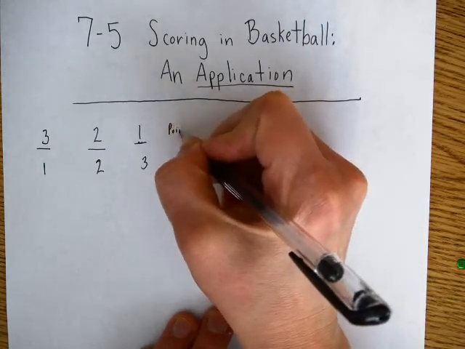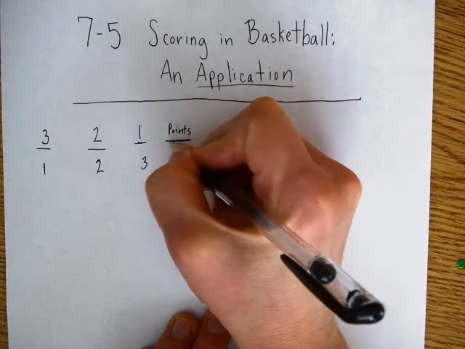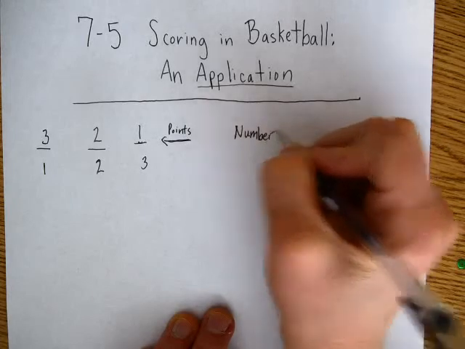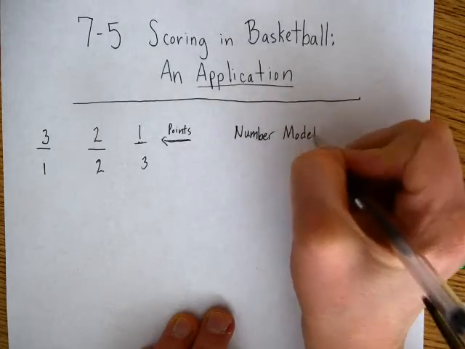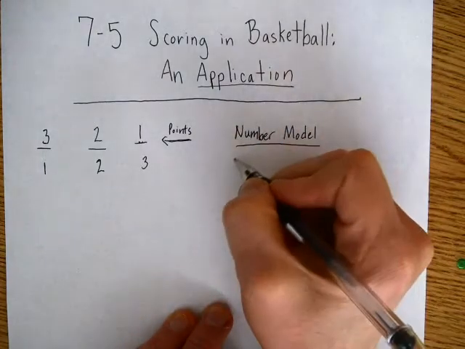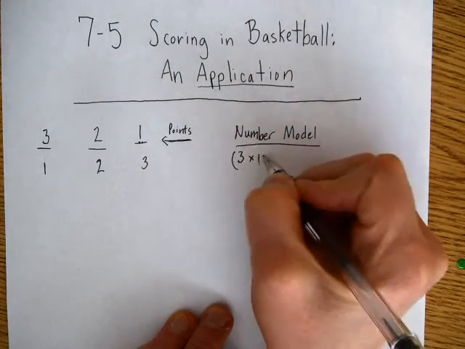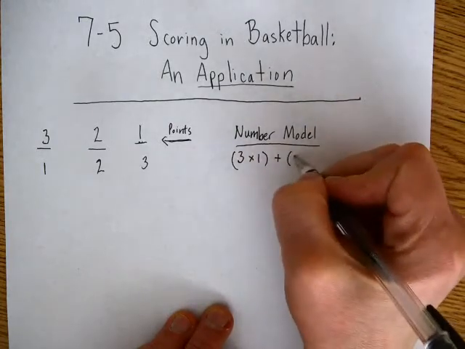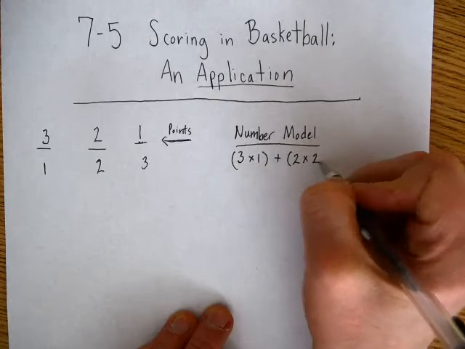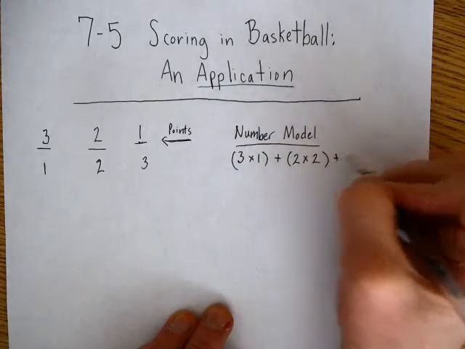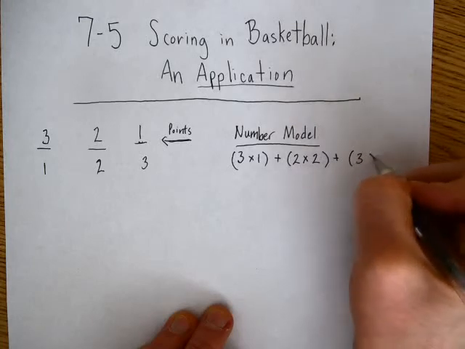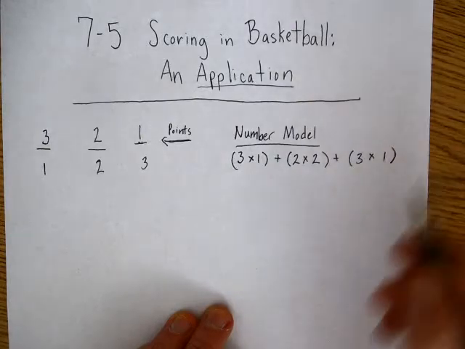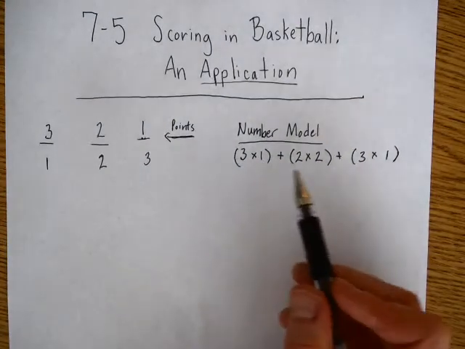If this is the number of points for each basket here, the number model would look like this. And this is what the kids are going to be working on today to try to figure out. So it's going to be 3 times one of them, and that's going to go right in parentheses, because that's one thing that happened. And then another thing that happened is you got 2 baskets that were worth 2 points each, and that's right in parentheses. And then you got 3 baskets that were worth 1 point each. Okay, so we'll make a number model that looks like this.